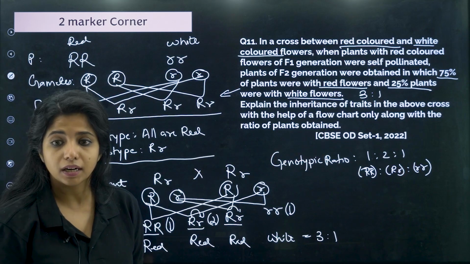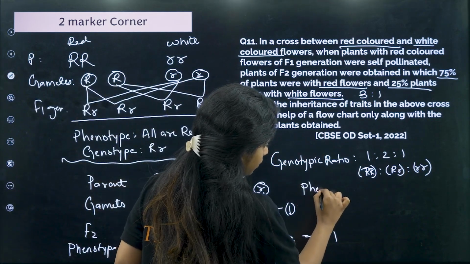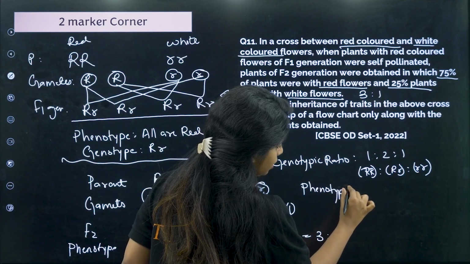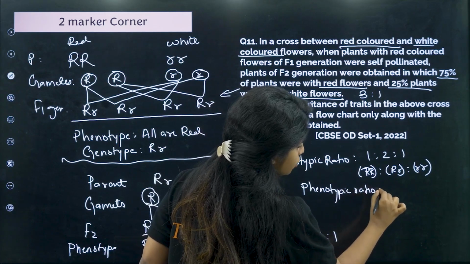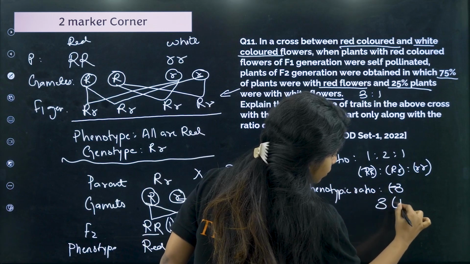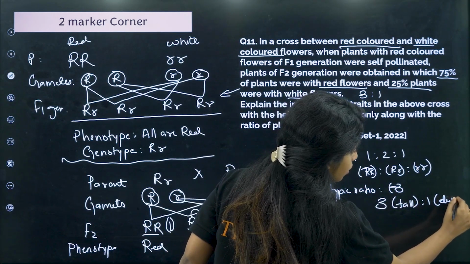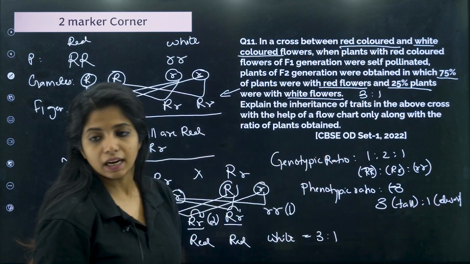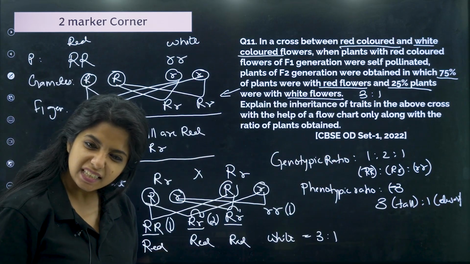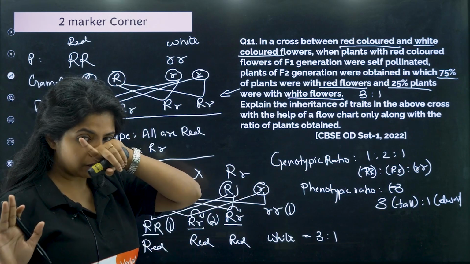Write properly. When you write phenotypic ratio also, you have to write 3 tall, 3:1, that is dwarf. Write like this, please. Very much important. If you're messing this up, you're messing a lot of things up.